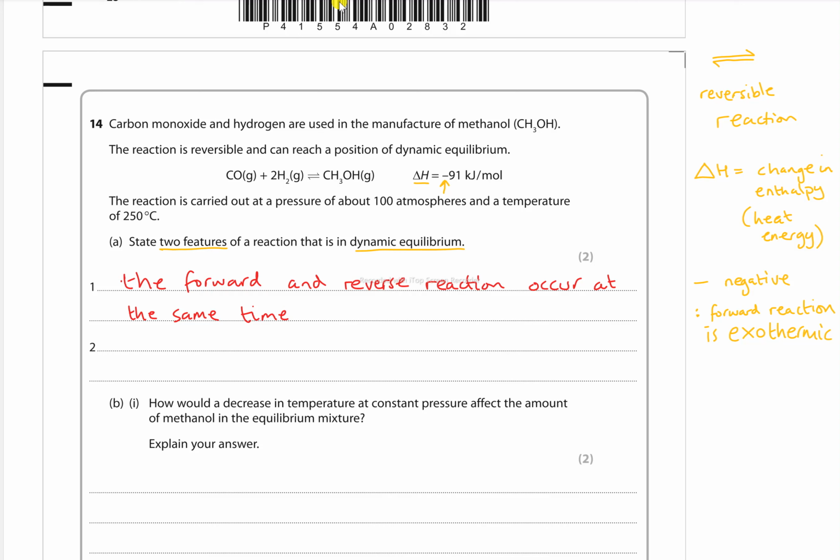The next bit is, and you've got to put the word rate, the rate of forward reaction equals the rate of backward or reverse reaction.